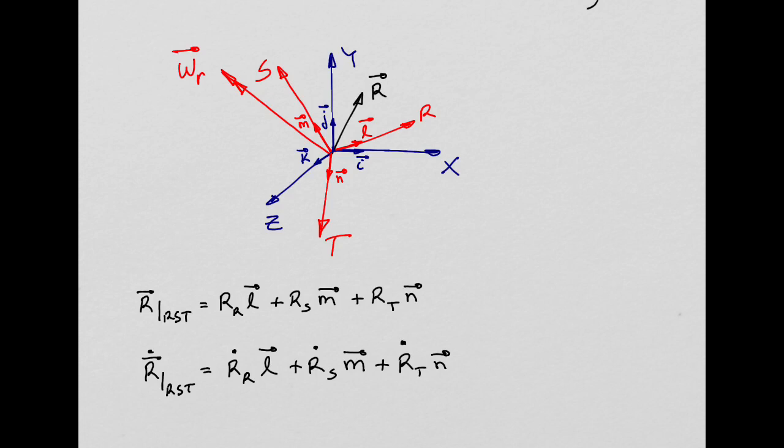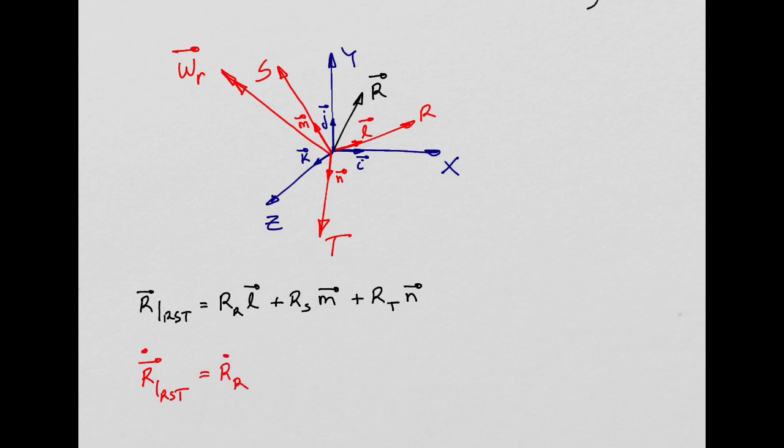In fact, let me use the color scheme, sorry. I think it's easier to follow if I use a color scheme. So let me write this in red. The derivative in order to time of my position vector is going to be equal to r dot l plus rs dot m plus rt dot n.